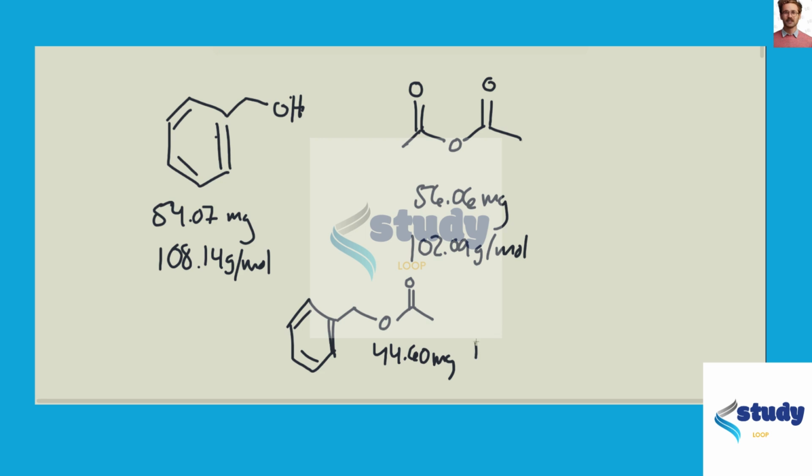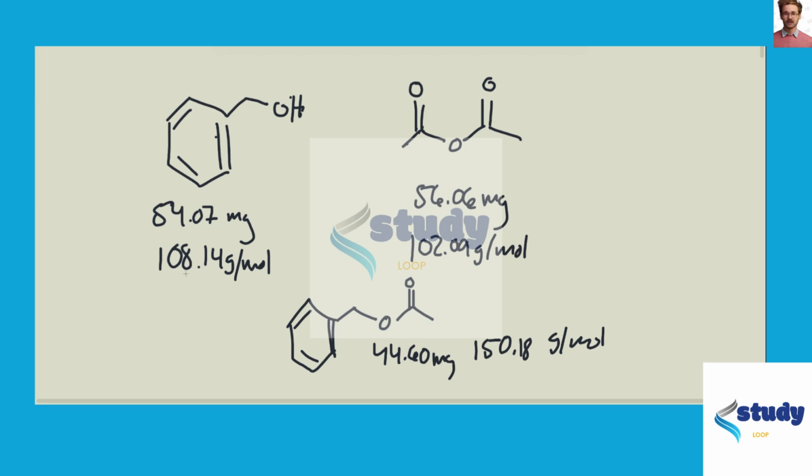and that the molecular weight was 150.18 grams per mole. Okay, and we need to calculate the percent yield for this reaction, right? So the first thing that we want to do is find whatever our limiting reagent was. Should we be calculating our percent yield from moles of benzyl alcohol or moles of acetic anhydride? Basically, is what we're asking. So let's calculate how many moles of each we had.